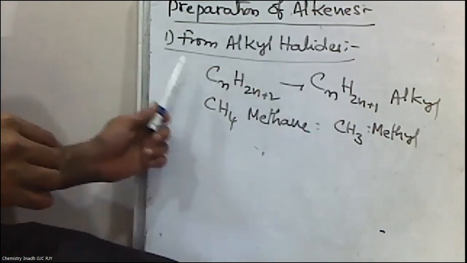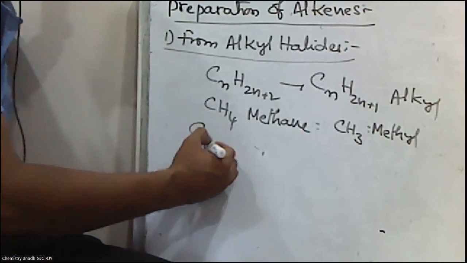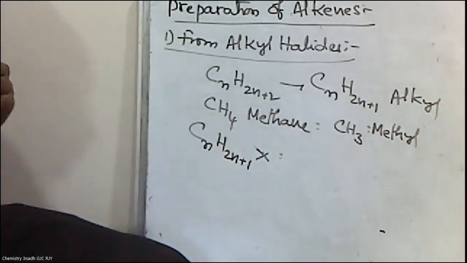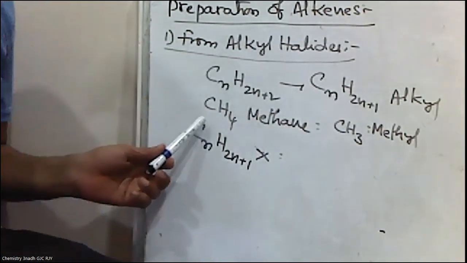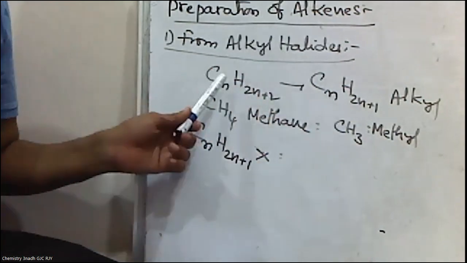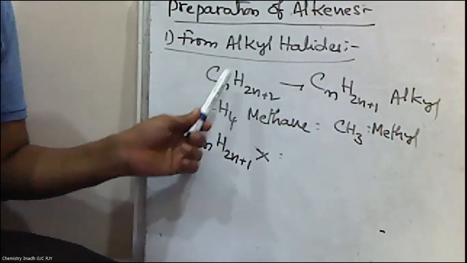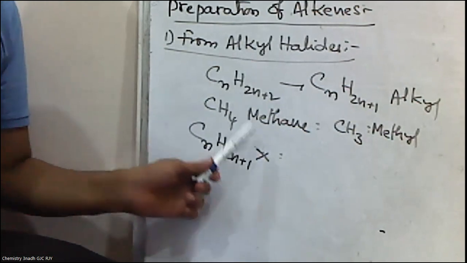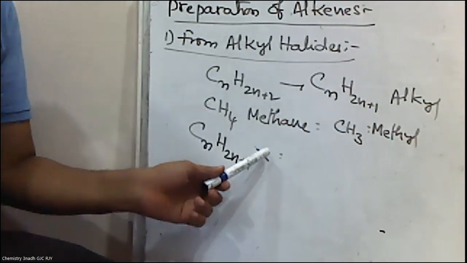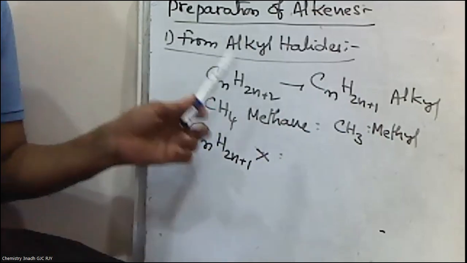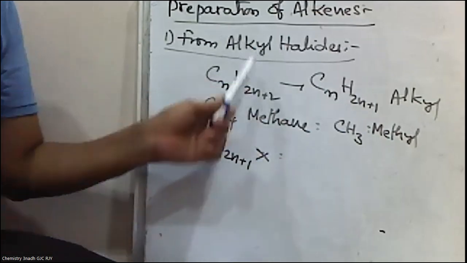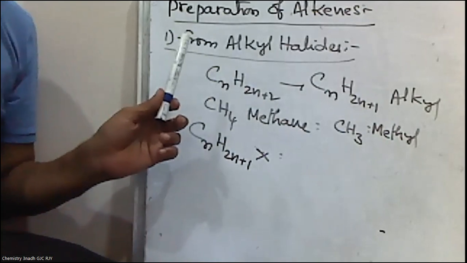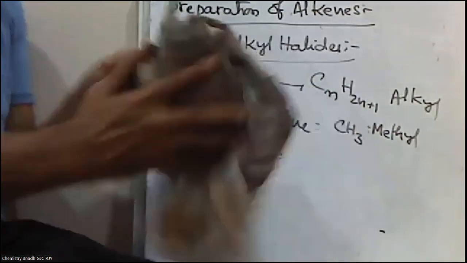Alkyl halides means that in alkanes, if one hydrogen is replaced with a halogen, those are called alkyl halides. Halogens means fluorine, chlorine, bromine and iodine. In alkanes having the molecular formula CnH2n+2, if one of the hydrogens is replaced with a halogen, those are called alkyl halides. So the first preparation method is from alkyl halides.